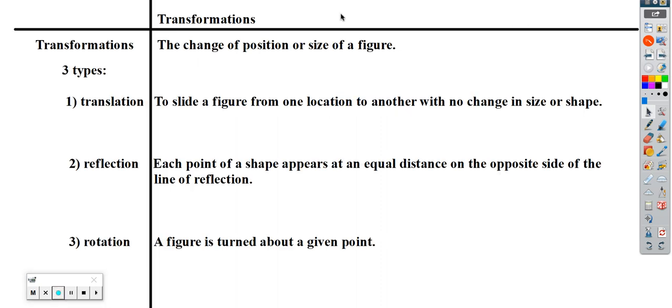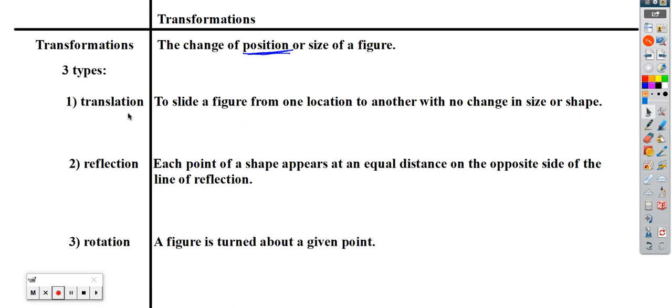All right, we're going to be talking about transformations. What are transformations? Transformations are when you change the position or size of a figure. Now, we're not going to be changing size. We're only going to be doing a change in position. There are three types of transformations. The first is called a translation. That's where you're going to slide a figure from one location to another with no change in size or shape.